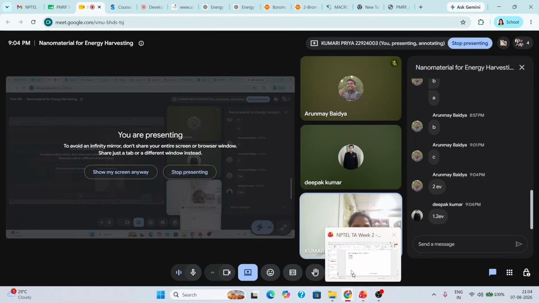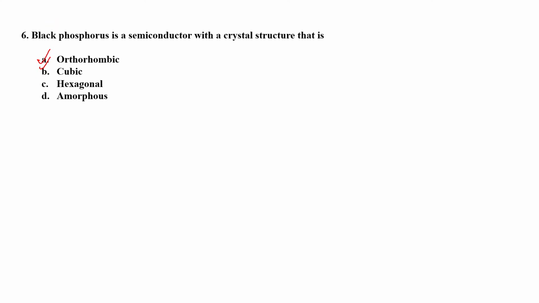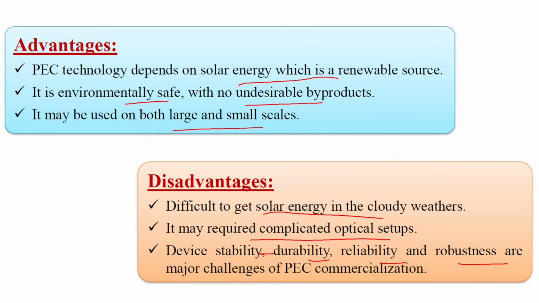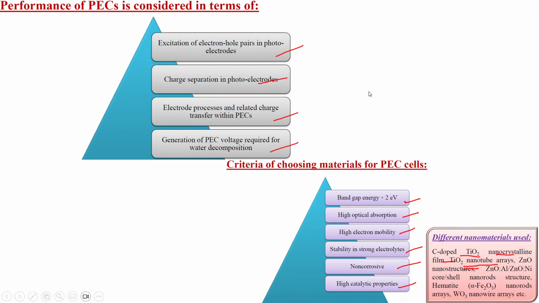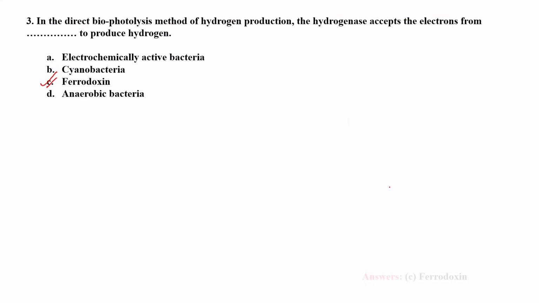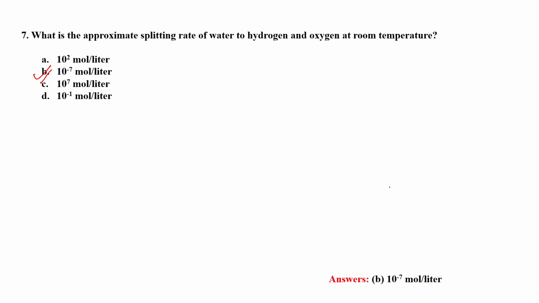The answer is 2 electron volt, Deepak. Let me show you. We discussed in the slide the criteria for a good PEC cell. The band gap should be 2 electron volt. To use an efficient nanoparticle in a PEC cell, the band gap should be at least approximately up to 2 electron volt.